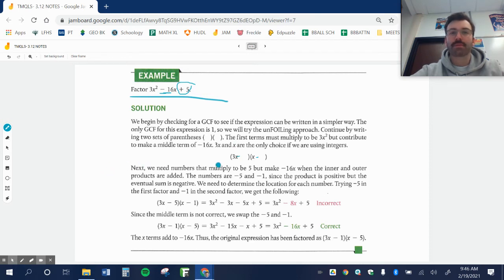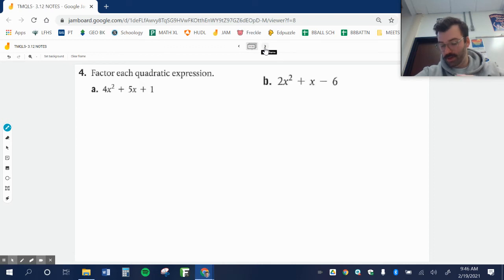Next, we need to add the numbers and multiply. We need numbers that multiply to 5 but make negative 16. The only two numbers that multiply to 5 are 5 and 1, and since our 16 is negative, they both need to be negative. So the book does the guess and check method. If I have 3x minus 5 and x minus 1, I unfortunately get the negative 8. If I do 3x minus 1 and x minus 5, I get negative 16, which is what I want. So that's our answer. Okay, so we're going to go guess and check.